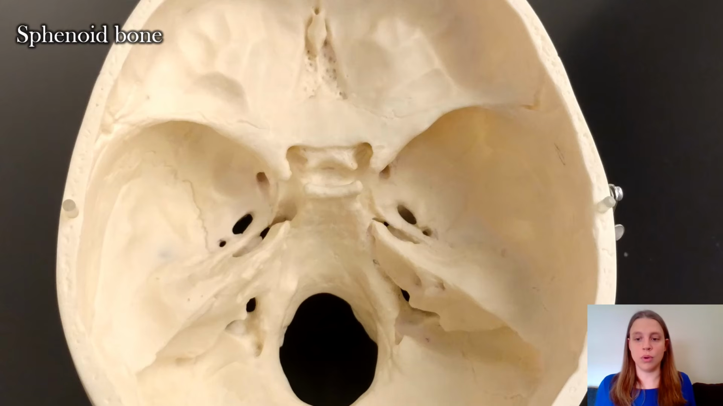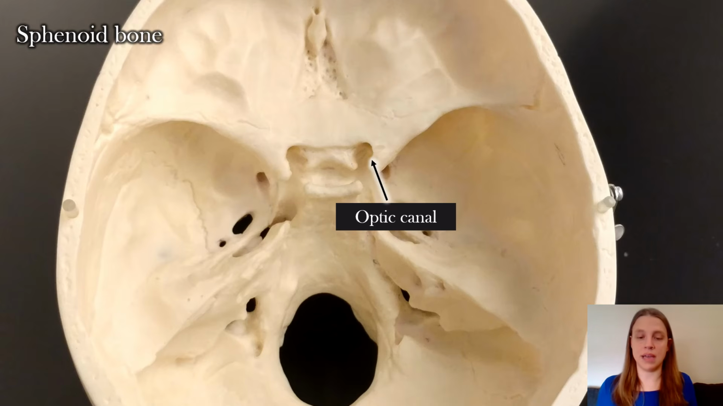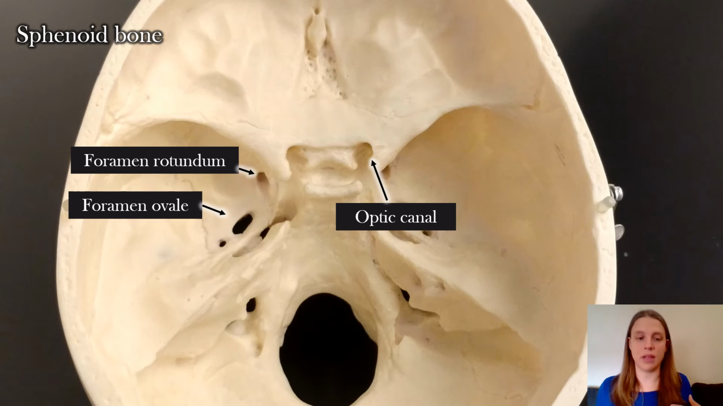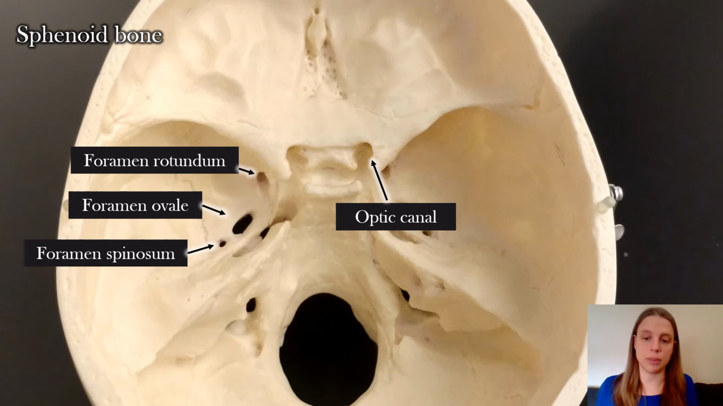So the sphenoid bone also has some foramen, the optic canal, which exits into your eye socket. Also, you have the foramen rotundum, foramen ovale, and foramen spinosum, ROS.